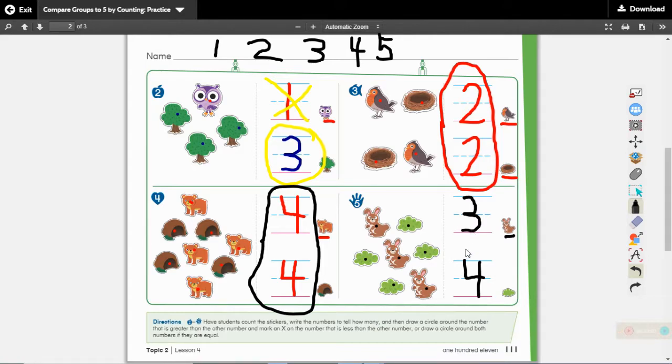Let's look at this 3 and this 4, okay? Does the 3 come before the 4 or after it? The 3 comes in front of it, doesn't it? 3 is less than 4, so we're going to put an X over it.